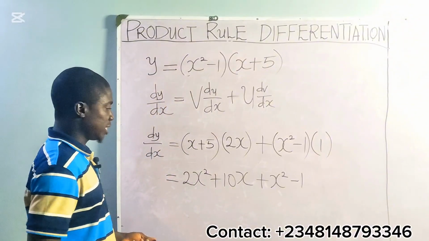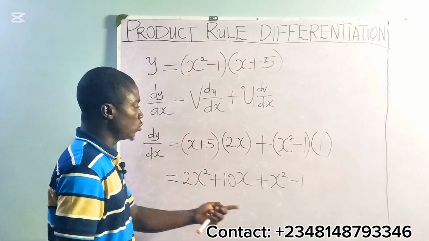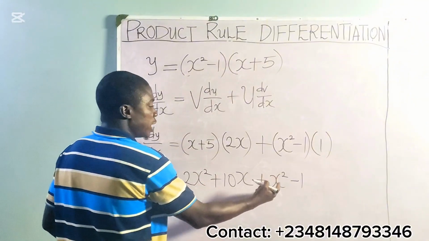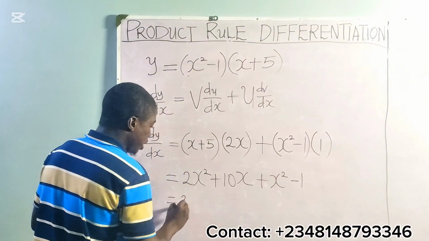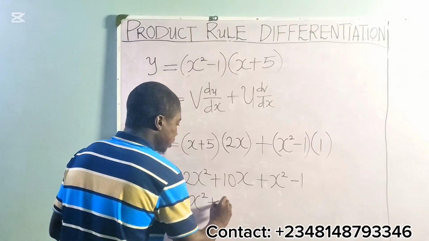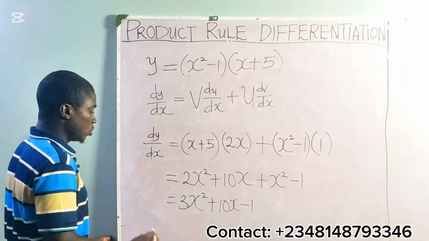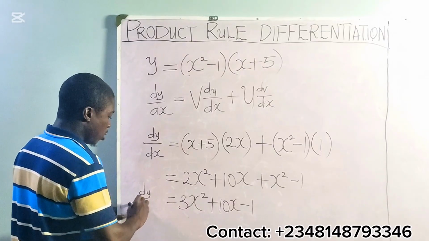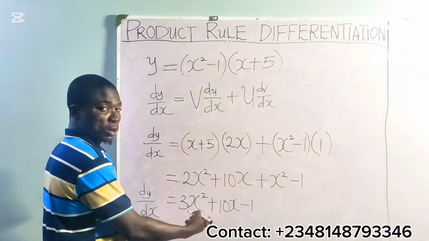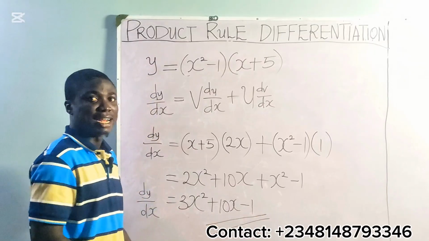All right, so what's our next task here? Our next task is to collect like terms. Here we have 2x raised to power 2, and we also have positive x raised to power 2. So 2x squared plus x squared will give us 3x squared, plus 10x, and then minus 1. All right, so therefore dy over dx is equal to 3x squared plus 10x minus 1. This is our final answer.